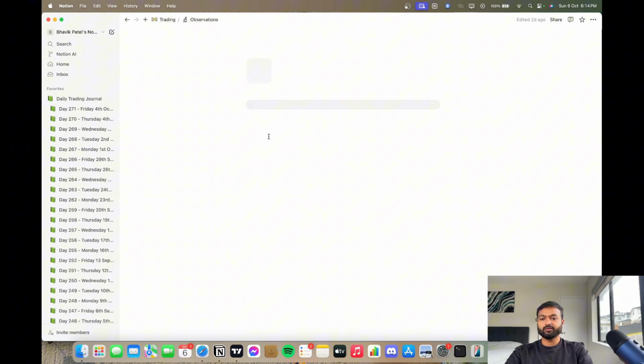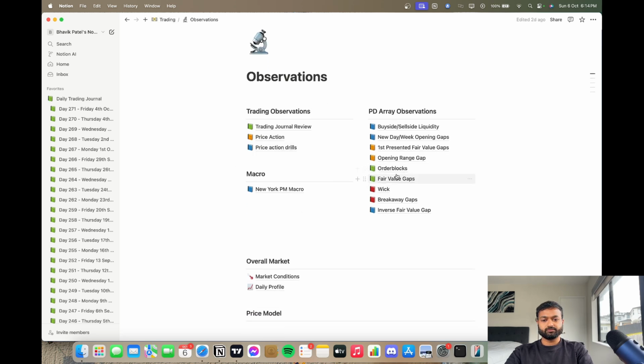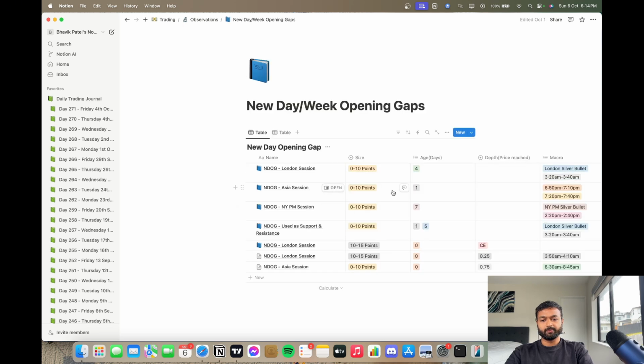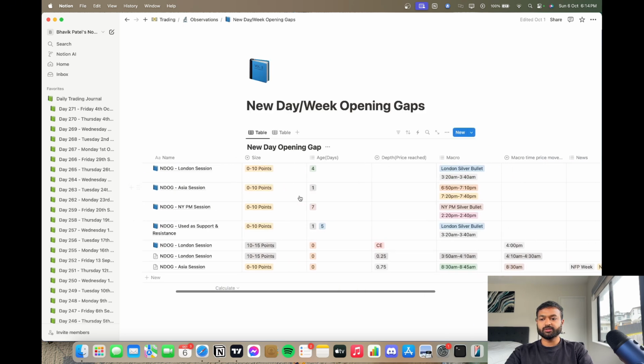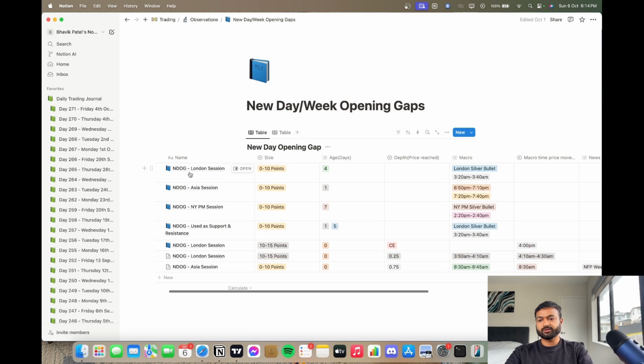And then I have opening range gaps, new day opening gaps. So there's another one I'm documenting. So London session, this is the session. I have, sorry, not the session. This is the name of the book.